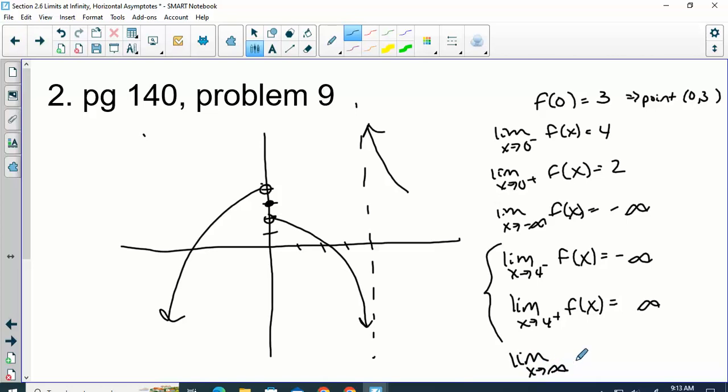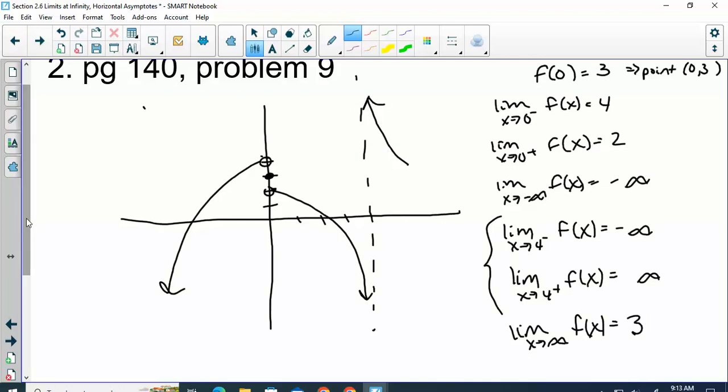As we go to infinity, my graph is going to 3. What does that tell me? Horizontal asymptote at 3. As we go forever towards infinity, this graph is approaching 3. So this is a little bit tricky, and we had to tweak our graph as we went.